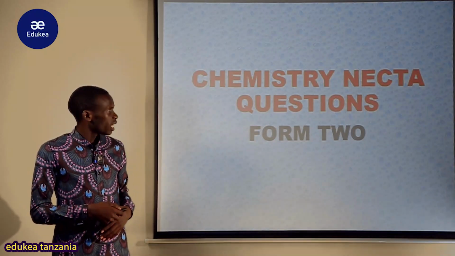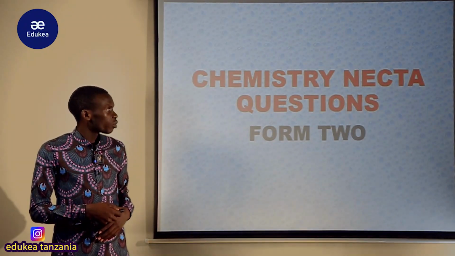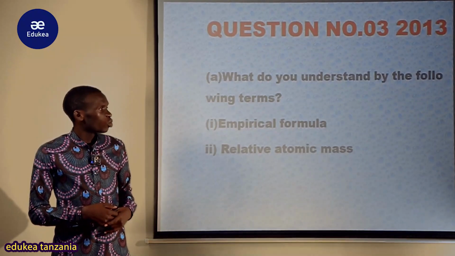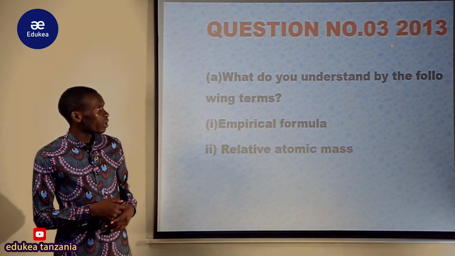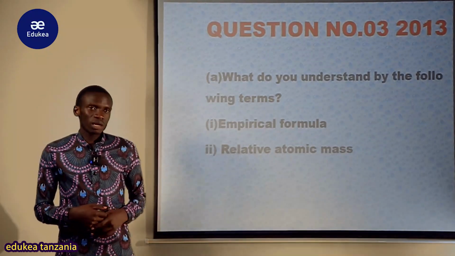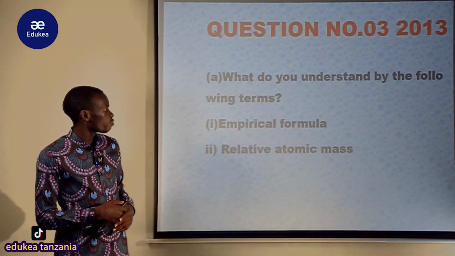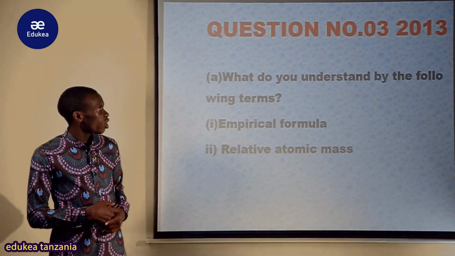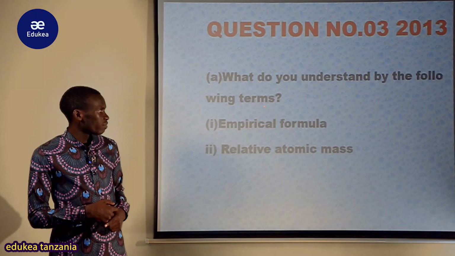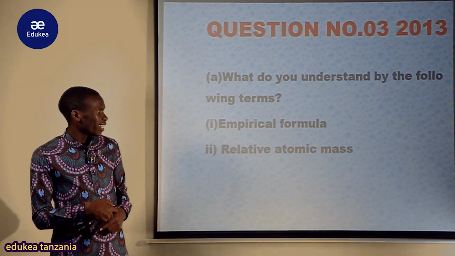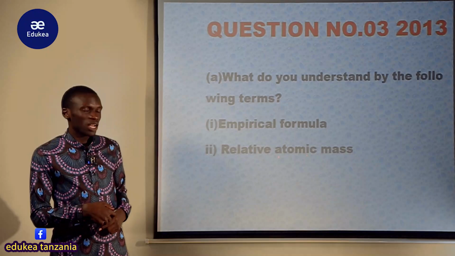Then let's see the question. Now we are going to use question number 3 of 2013. Also, we'll see question number 4. The question is, what do you understand by the following terms? Empirical formula and relative atomic mass.